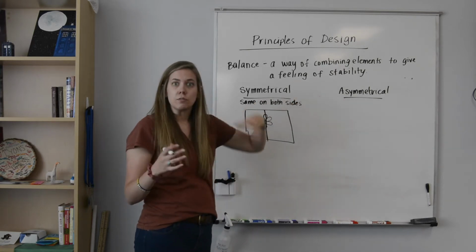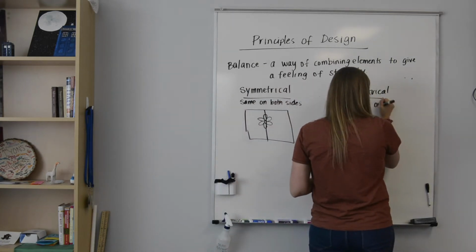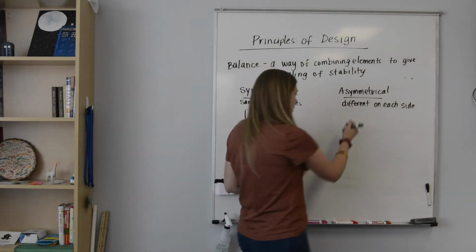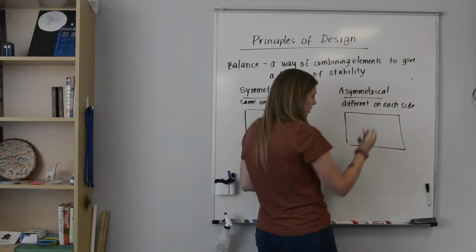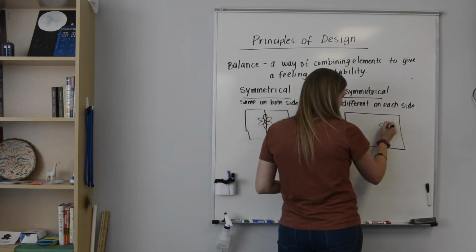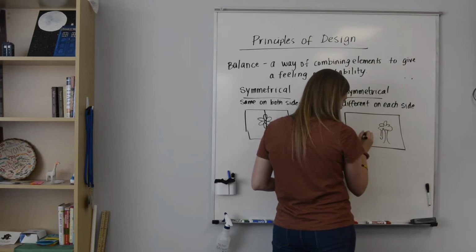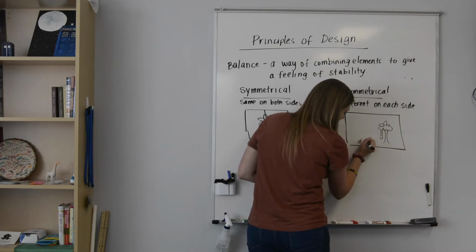Asymmetrical means that it's different on each side. So what could that look like? I could have maybe a tree that has a swing coming off of it, and maybe there's a, I don't know, tricycle.